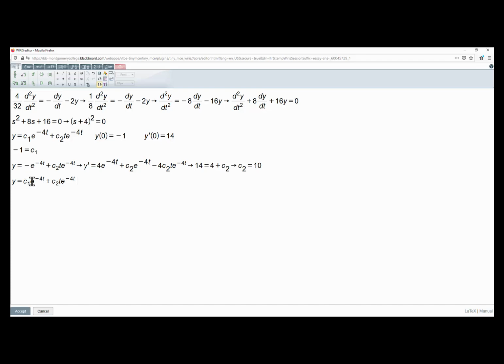y is negative e to the negative 4t, and this is 10. So the first part that we had to do was: at what time would it cross the equilibrium position, for which y will have to be 0.